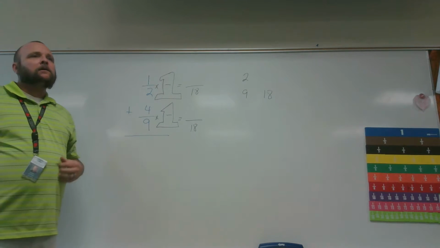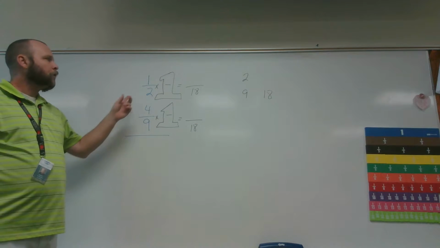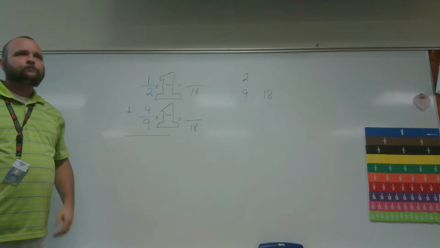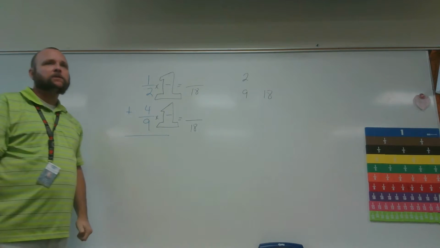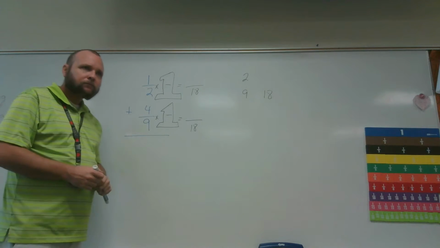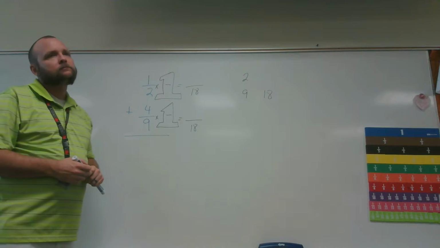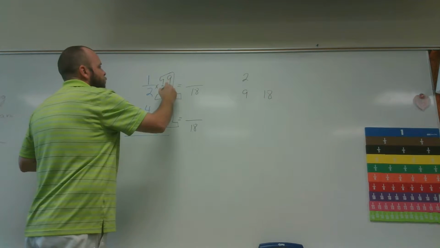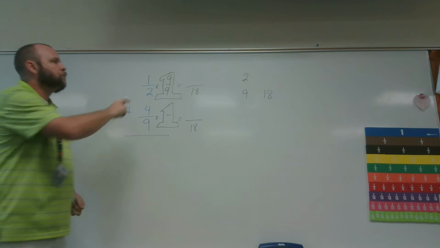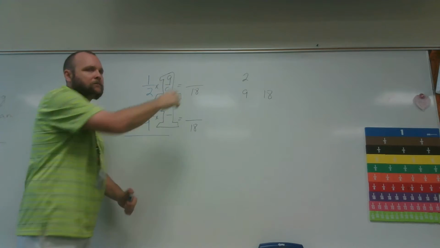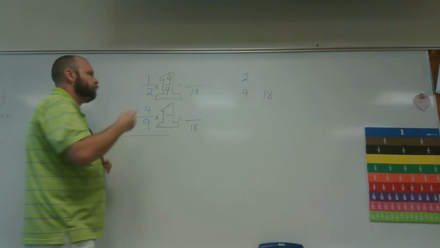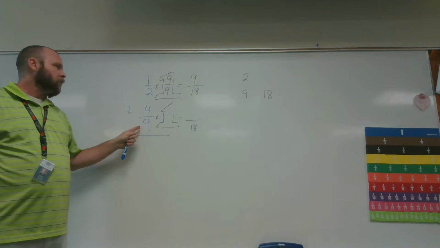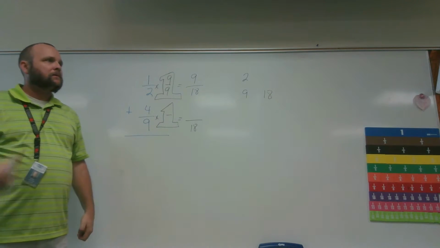All right, so let's look back up here. Tamara, what do you multiply by 2 to get 18? 2 times what equals 18? 9. Good, 9. Okay, so we know 2 times 9 equals 18. What does 1 times 9 equal? 9. Caitlin, what would I multiply by 9 to get 18? 2.